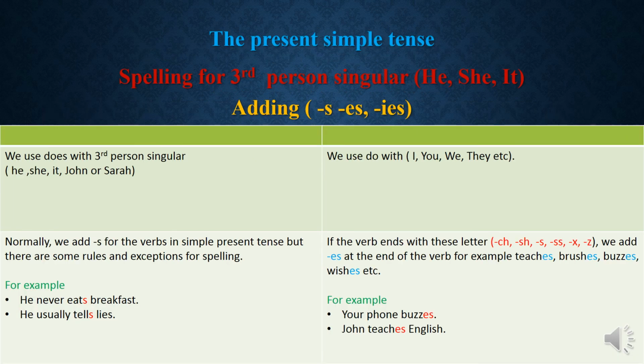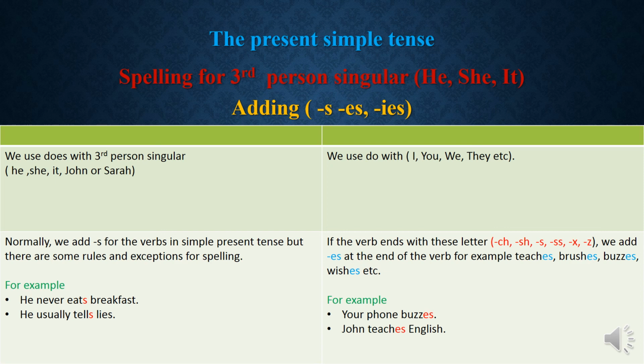We add s, es or ies at the end of the verb in present simple tense, but there are some certain rules for spellings. For example, we use does with third person singular, he, she, it or any name. And we use do with I, you, we and they, etc. Normally, in the third person singular, a present simple verb ends in s. For example, he knows, she works, or he never eats breakfast. He usually tells a lie.